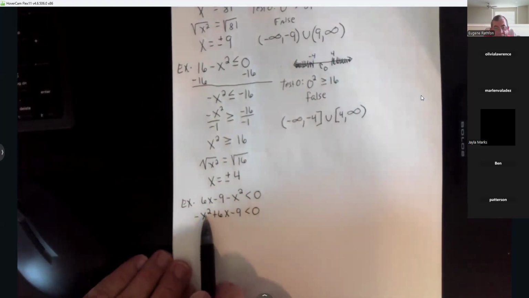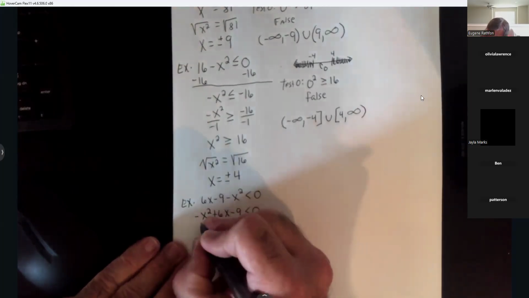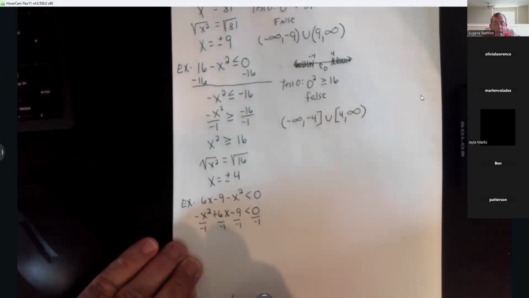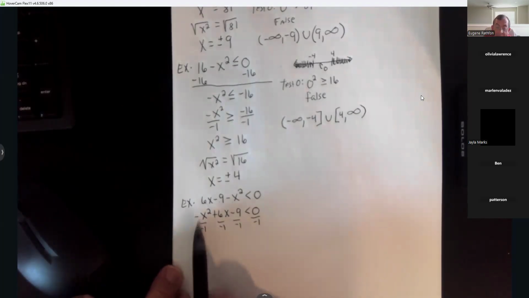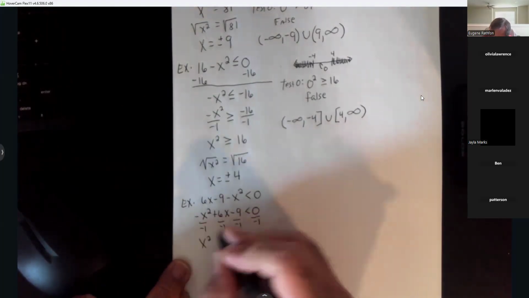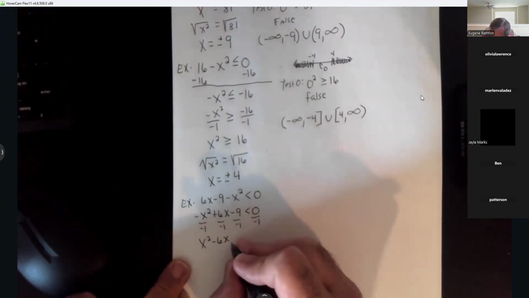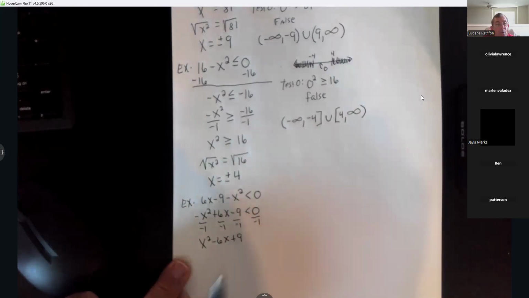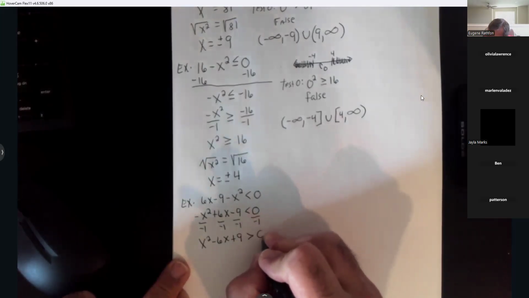Now, I don't want to factor this with this negative here. Anytime the x squared is negative, you're going to divide everybody by -1. And you have to do every single term when you're dividing, okay? Negative divided by negative makes a positive x squared, a negative 6x, and a positive 9. I'm dividing by a negative, so we flip the sign, and this becomes greater than 0.